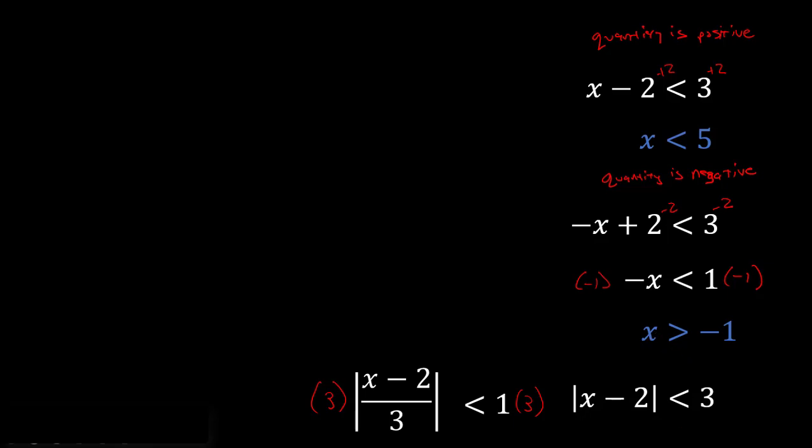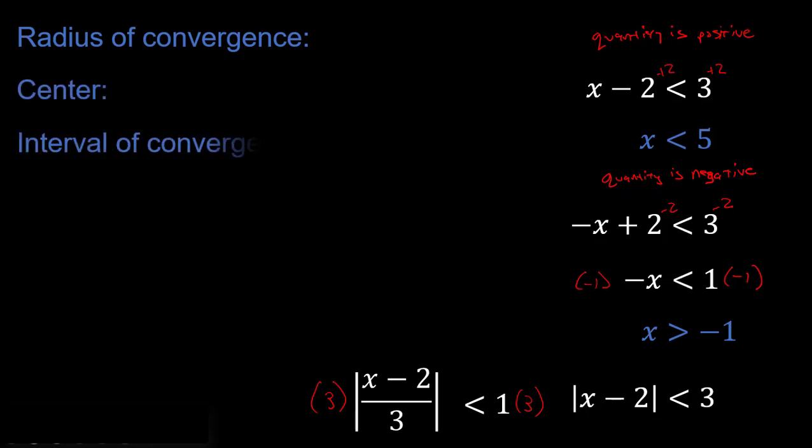So we're looking for our radius of convergence. Typically, we'll look for our center, and we'll look for our interval of convergence. Now at this point, it might be helpful just to actually plot out this series just to see if we're on the right track with our x is less than 5 and x is greater than negative 1 values. So let's go ahead and do that.